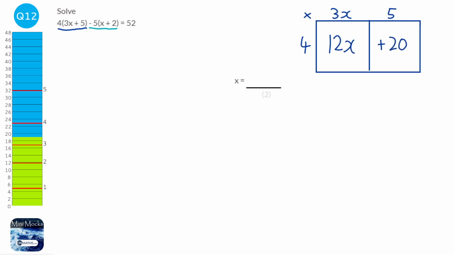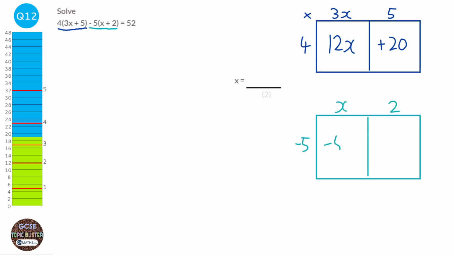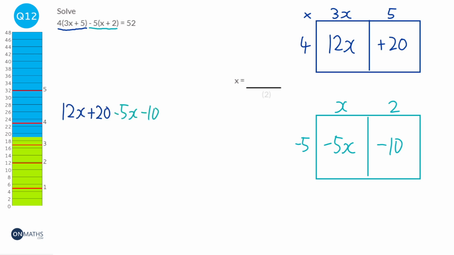And I'm going to do the same for the other set of brackets. Now on the outside of the brackets, we've got to be careful here. It's not a 5, it's a minus 5. And inside the brackets is an x and a 2. So minus 5 times x is minus 5x. Minus 5 times 2 is minus 10. So when we put it all together, we get 12x plus 20 minus 5x minus 10. And then the rest of it is just equals 52.